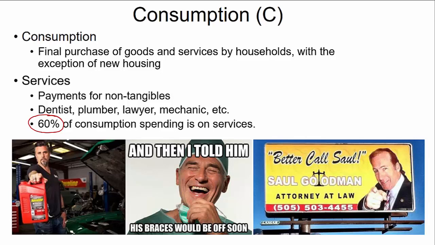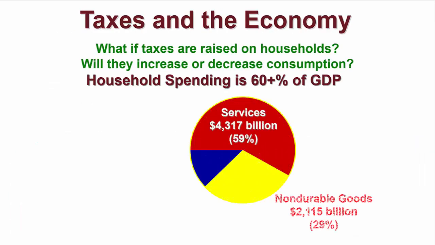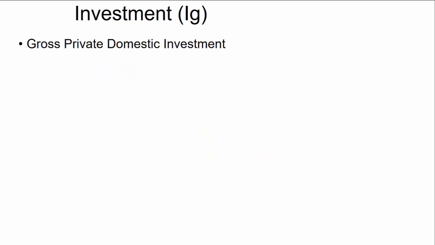lower income societies. Now, what about taxes? This is an important concept in economics. You need to make the connection that higher taxes will lead to less consumption spending. Next, we have investment spending.